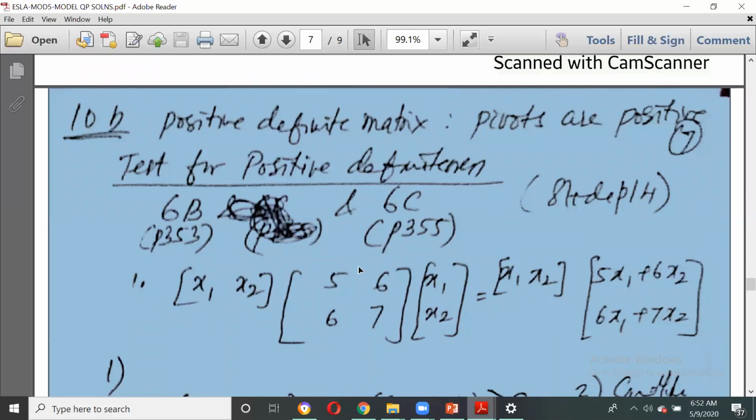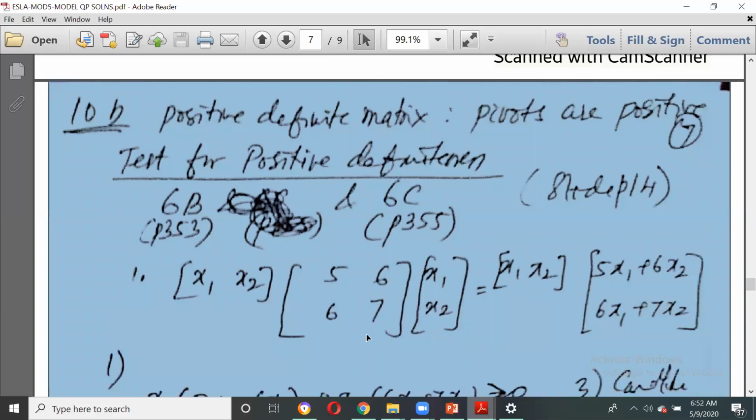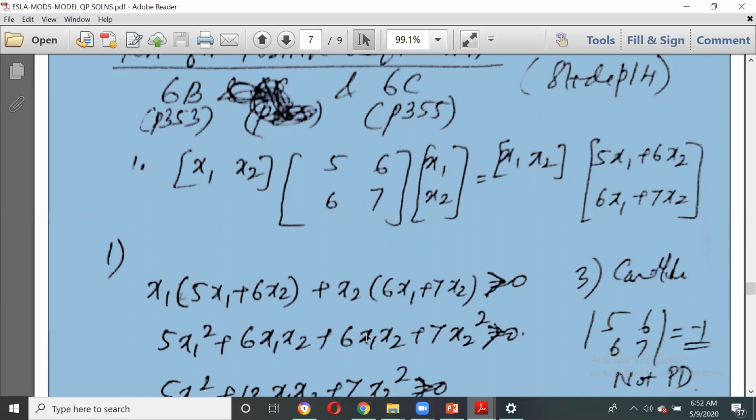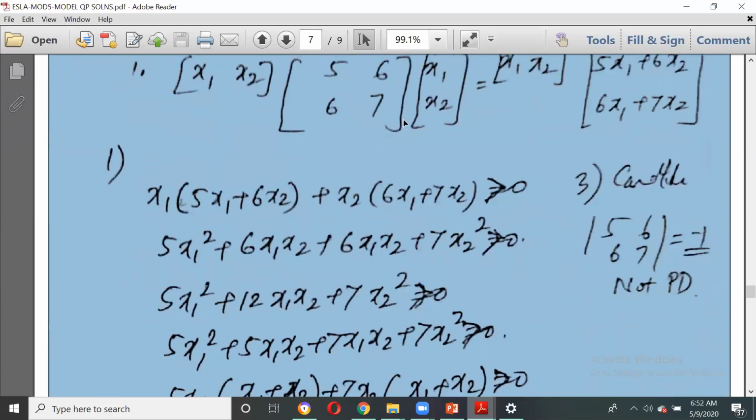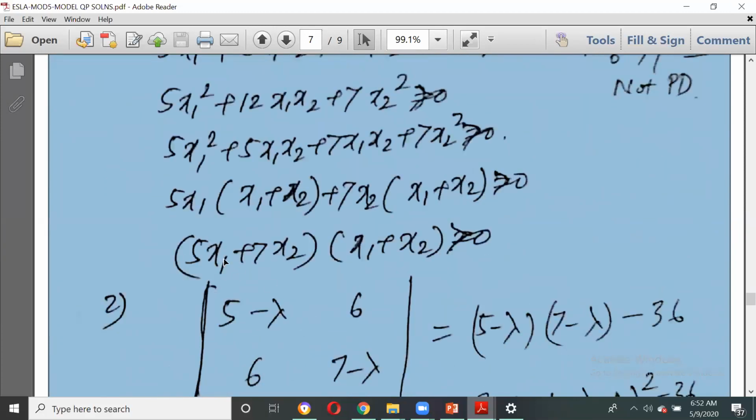So we have to show whether this is positive definite or not. If we see here, you can try to write this whole thing out, solve it, and find the value here: 5x1 plus 7x2, x1 plus x2 greater than 0. So this will give us 5x1 greater than minus 7x2, so x1 is greater than minus x2. Whether that is true is again very difficult to judge.